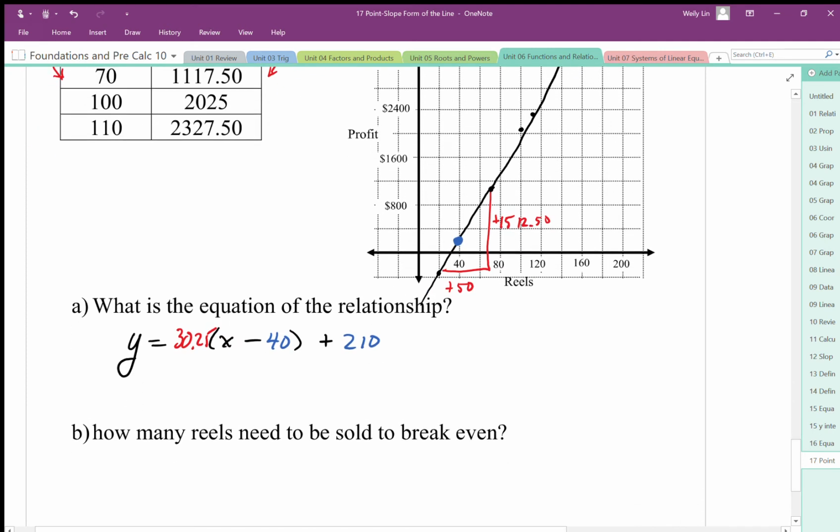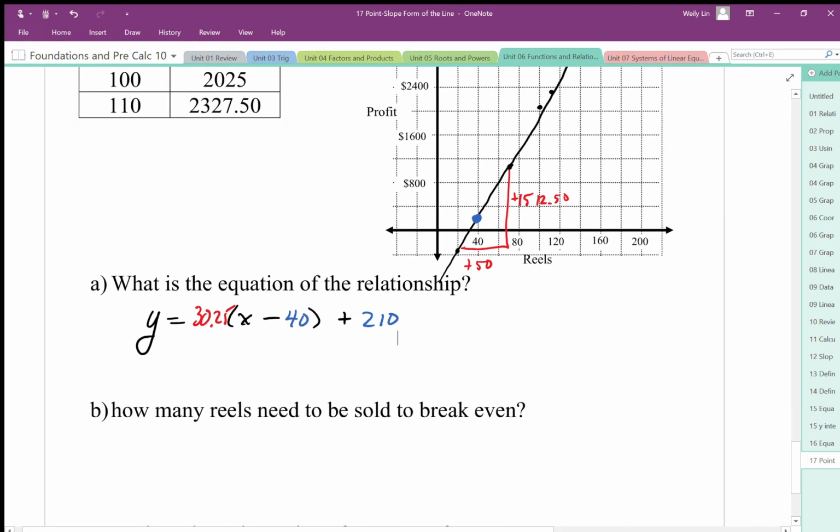If you really want, you can put this into y equals mx plus b form. It doesn't ask you to do this, and that would find out our y-intercept down here. But really, I can use this equation as is. I can even answer the next question.